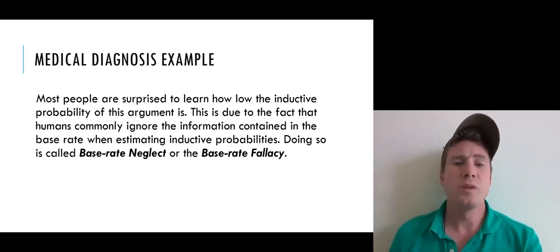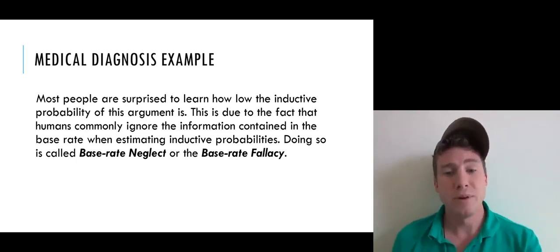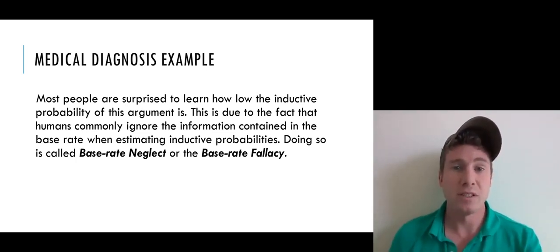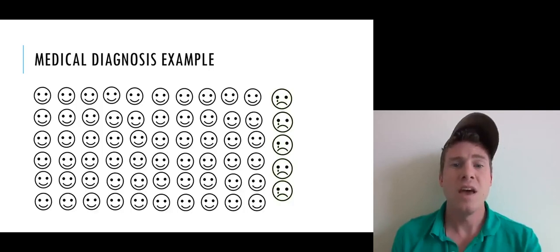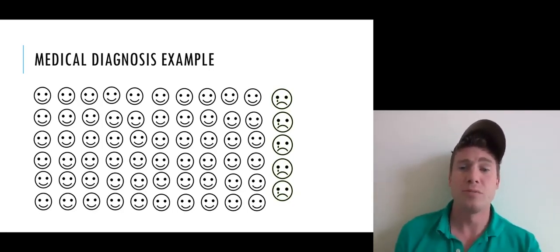The reason we tend to get this wrong is due to the fact that humans commonly ignore the information contained in the base rate when estimating inductive probabilities, right? And doing so we call base rate neglect or the base rate fallacy. And the antidote to this really is to rigorously apply Bayes' theorem, which we'll show how to do in a couple weeks. It's helpful though, at least for me intuitively, to see this through a picture, right?